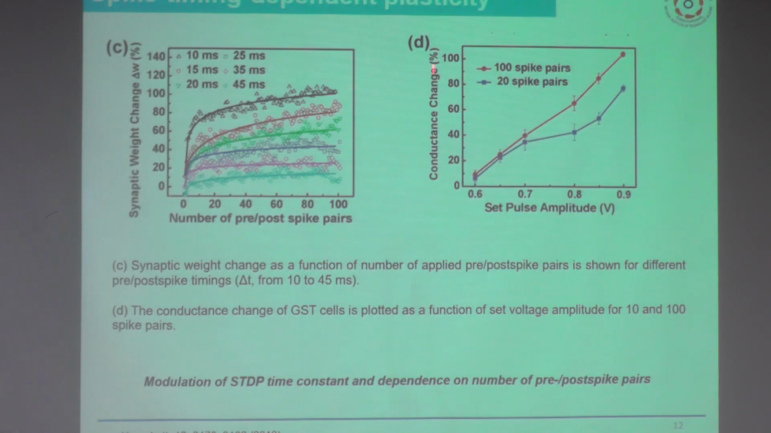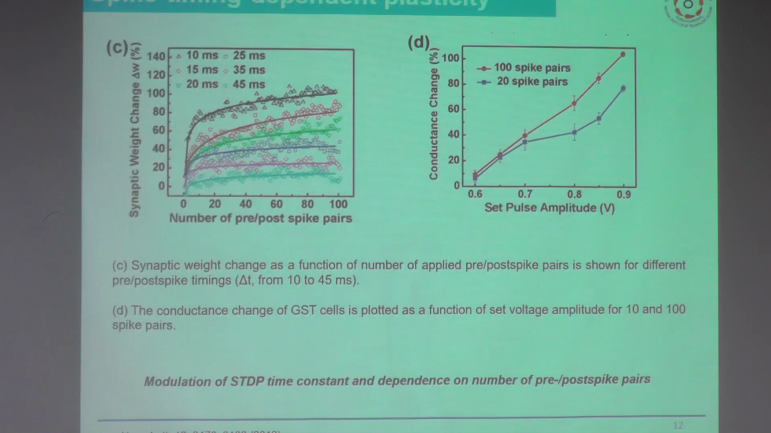Here we can identify the conductance change and set pulse amplitude. The conductance change of the GST cell is plotted as a function of set voltage amplitude for 10 and 100 spike pairs. Here we can see the set pulse amplitude varying from 0.6 to 0.9. Set pulse means when we are making our device crystallize. At the time of crystallization, we can see the varying of this amplitude, and for 120 spike time, we can see the percentage of conductance change.